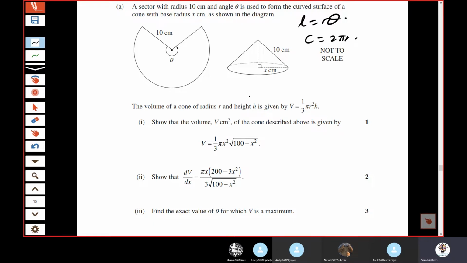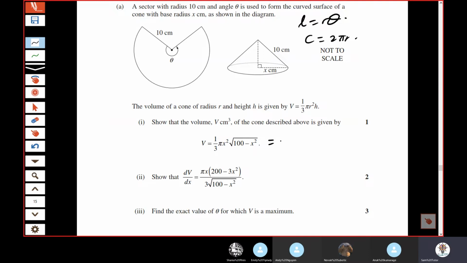We get that, right? The volume of a cone of radius r and height h is given by this. I gave you the formula because some students don't remember it. Show that the volume of the cone described above is given by this. Well, did we do part 1?